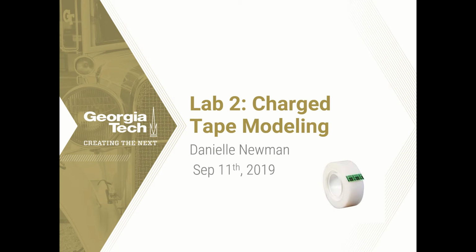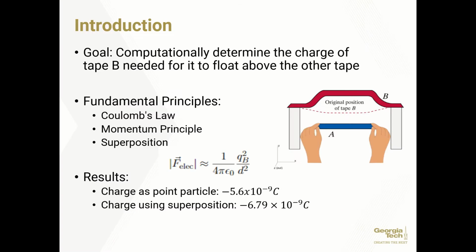Hello everyone, today I'm going to be talking about Lab 2 for Physics 2 here at Georgia Tech, which has to do with charged modeling of tape. The goal of this lab is to computationally determine the charge of a piece of tape that it needs to float over another piece of tape. And there's several principles we're going to use here: Coulomb's law, the momentum principle, and superposition.